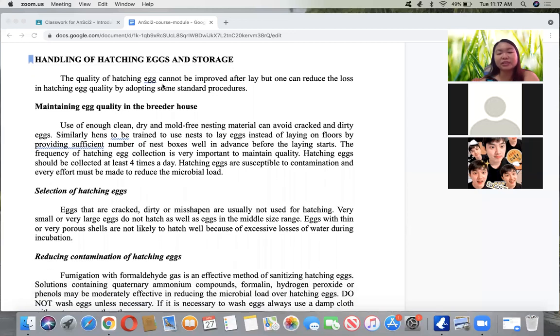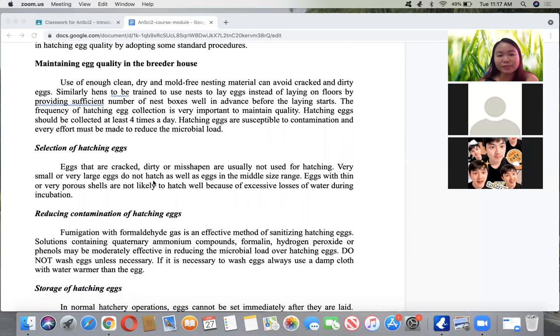So, handling ng hatching eggs and storage. So, the quality ng hatching egg cannot be improved after lay, but one can reduce the loss ng hatching egg quality by adopting some standard procedures. So, ano ito? So, first, maintaining egg quality in the breeder house. So, kailangan enough clean, dry, and mold-free nesting material para ma-avoid yung crack and dirty eggs. So, that's to maintain quality.